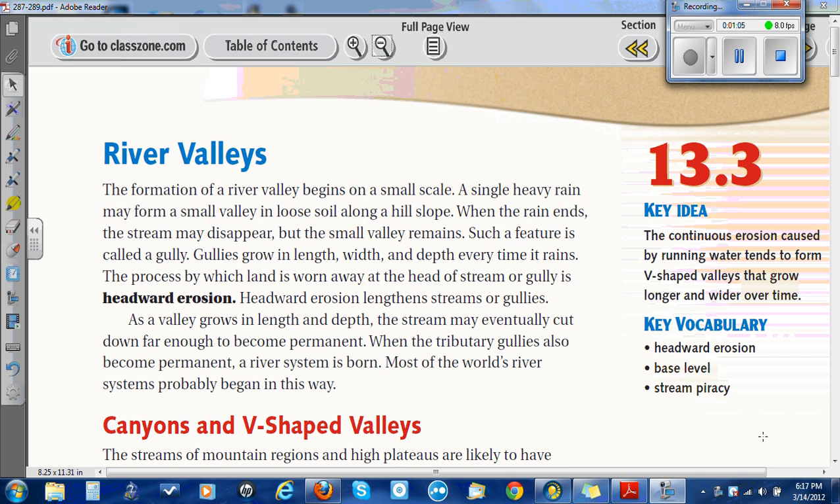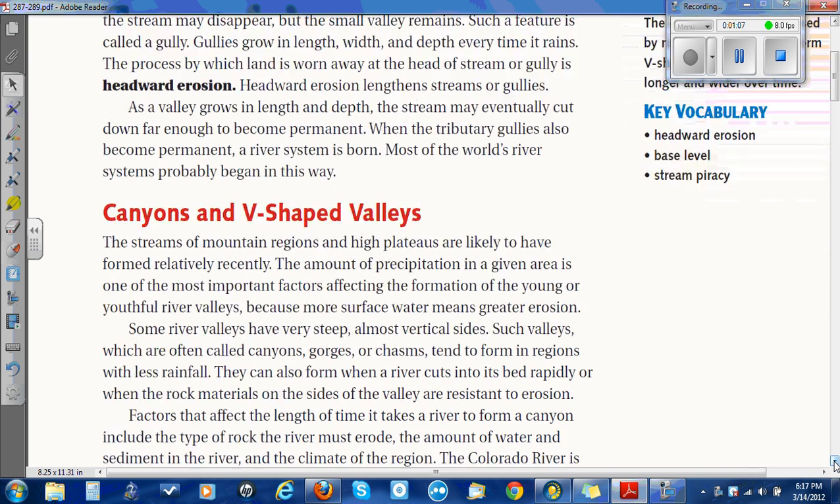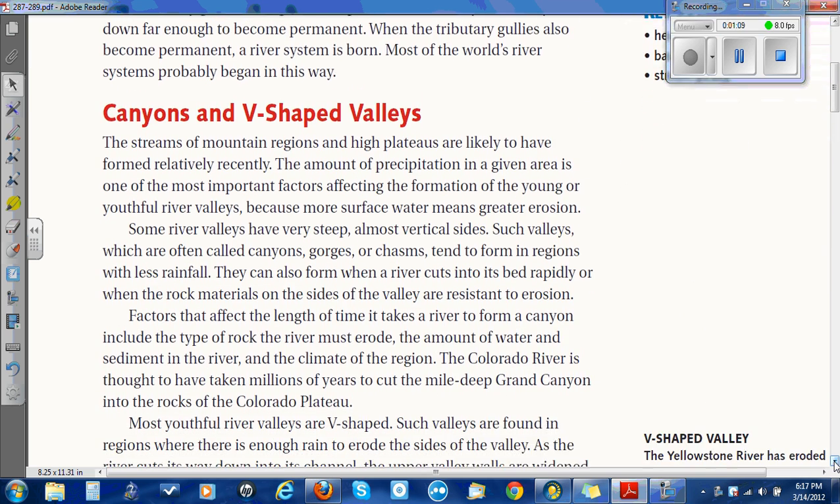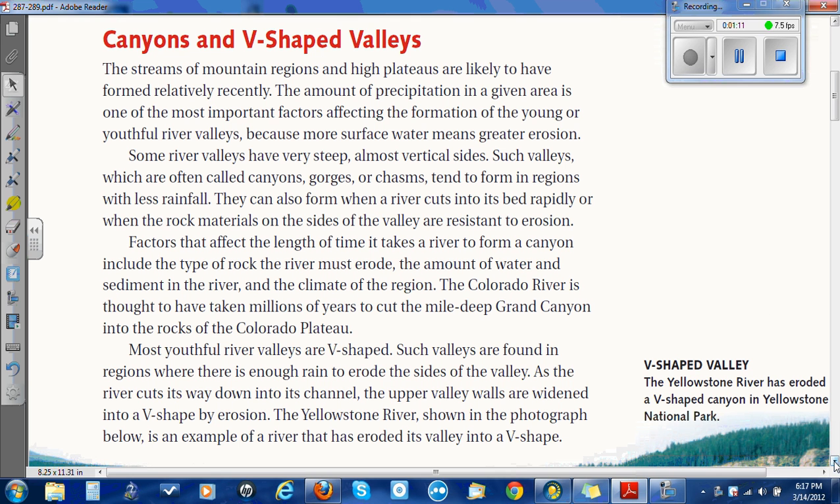Canyons and V-shaped valleys. The streams of mountain regions and high plateaus are likely to have formed relatively recently. The amount of precipitation in a given area is one of the most important factors affecting the formation of the young or youthful river valleys, because more surface water means greater erosion.